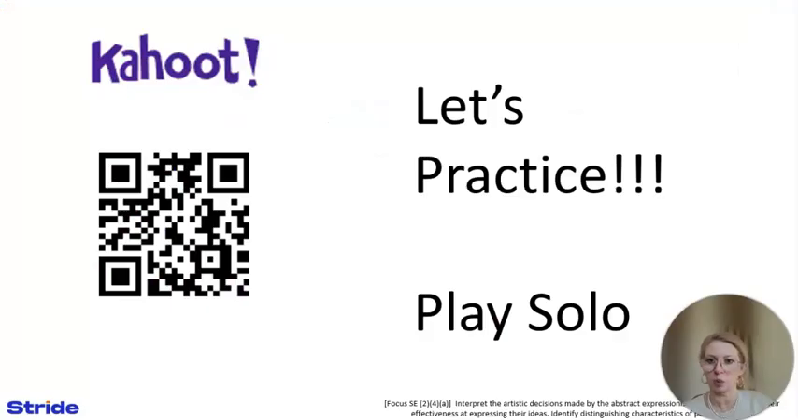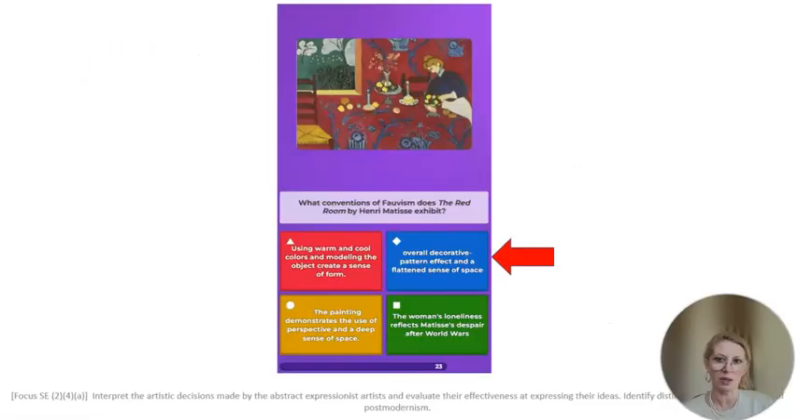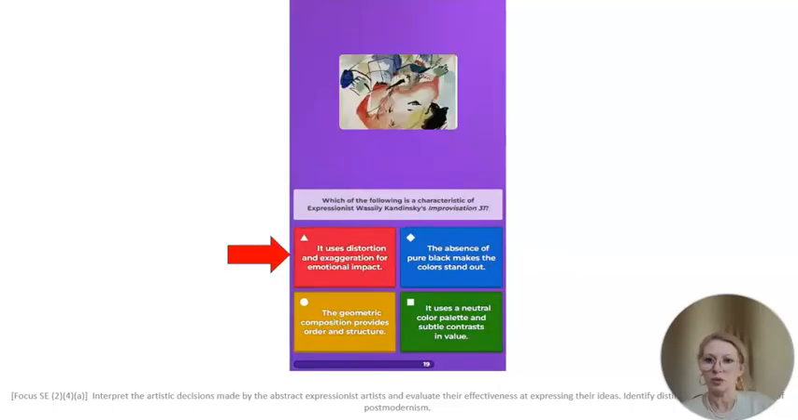So let's do a quick practice for your test. You can use the QR code on the screen, or you can use the link in the announcements. So you'll be playing solo. Question 1, what conventions of Fauvism did the Red Room by Henri Matisse exhibit? And you would have picked this one, the overall decorative pattern effect and flattened sense of space. Which of the following is a characteristic of Expressionist Kandinsky's Improvisation 3? You would have picked this one. It uses distortion and exaggeration for emotional impact.